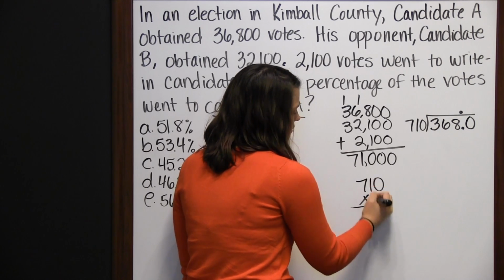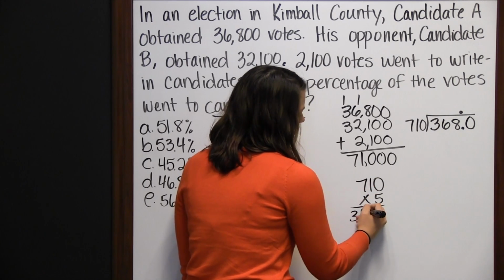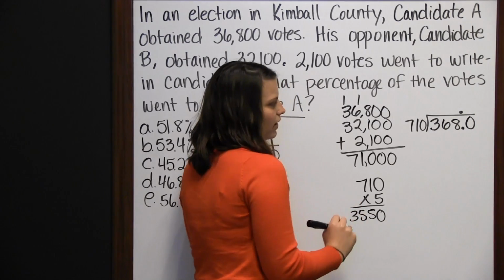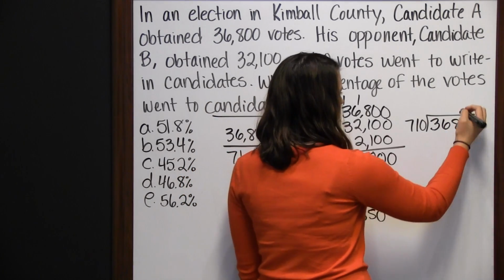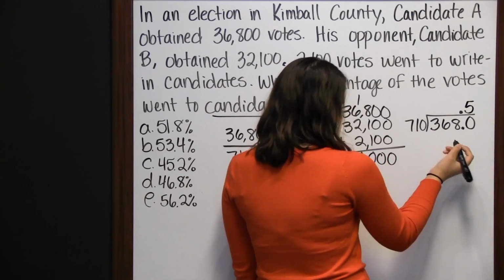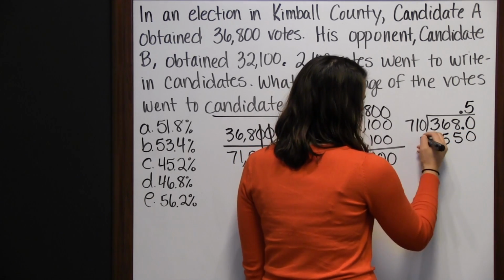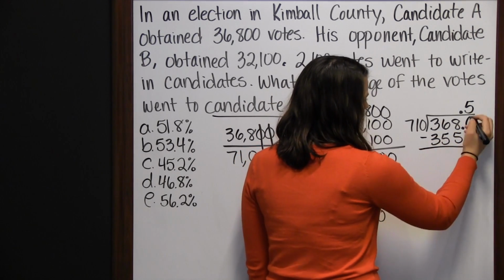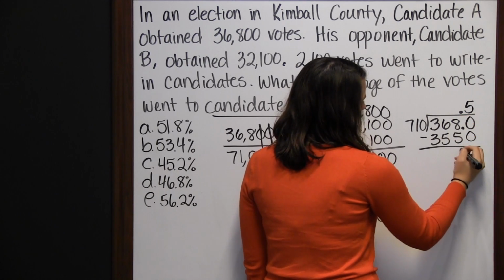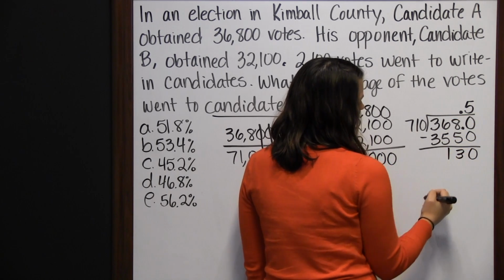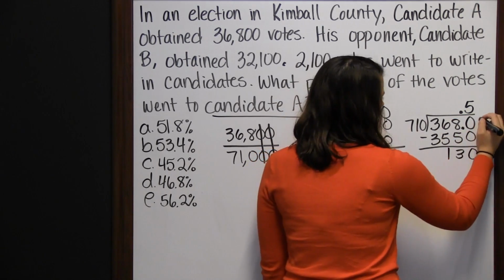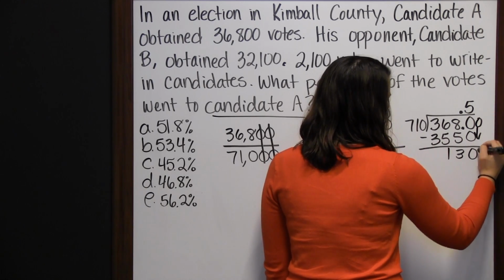So let me multiply this. We get 0, and that's 5, and that's 35. So 3,550. Yep, looks good. So that's 5. We have 3,550. Now we need to subtract, and that's 0, 3, 1, so 130. Then we need to add a 0 and bring it down.